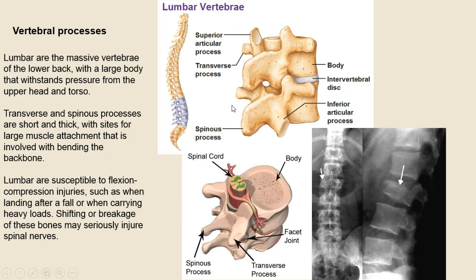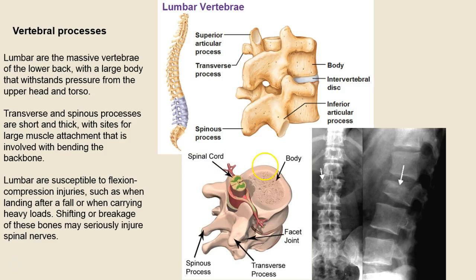Speaking of lumbar, here they are. Look at the massive body here. Okay, because this is going to withstand the weight of the torso and the head, and it's roughened here. There is the inferior and superior articular process, spinous process, and the transverse. Okay, these are for muscle attachment, if you remember, and they're short and thick because there are massive muscles attaching to this side for bending the backbone.